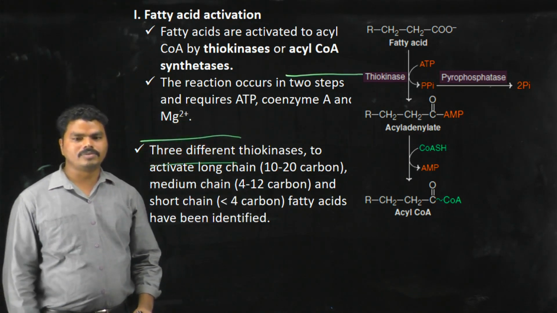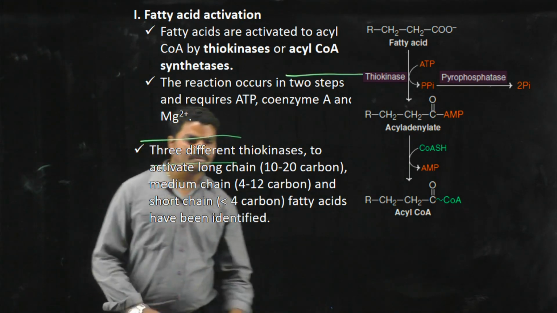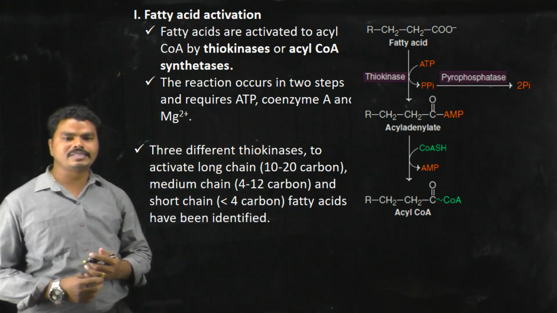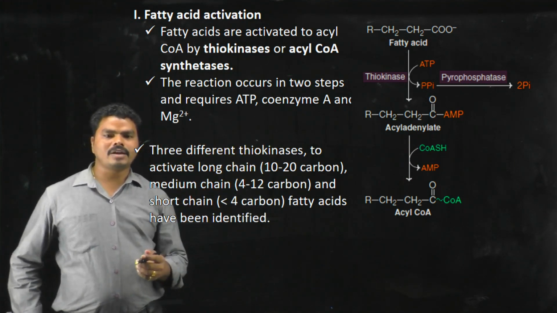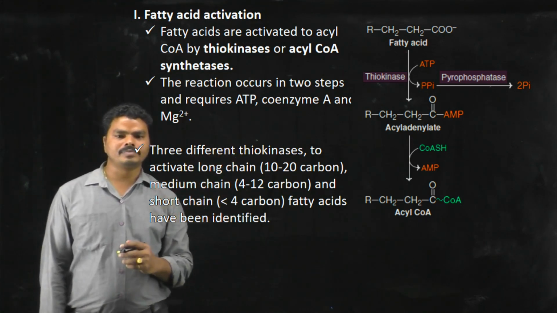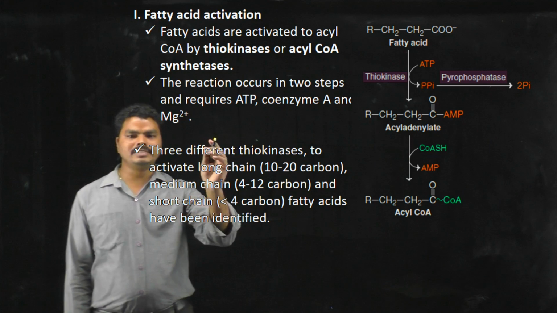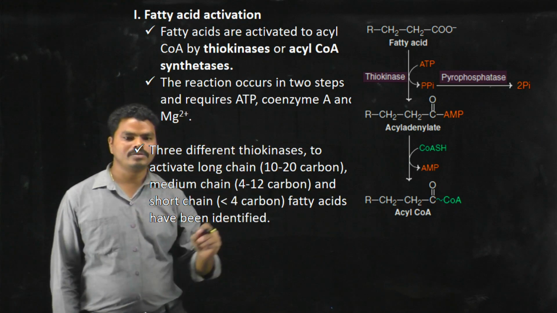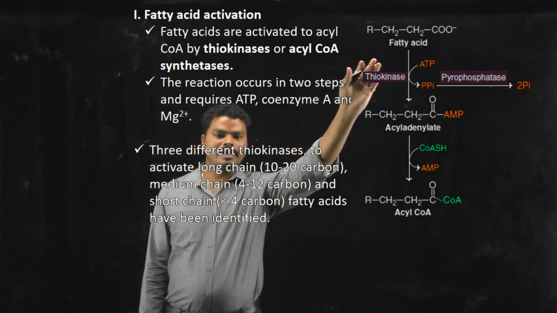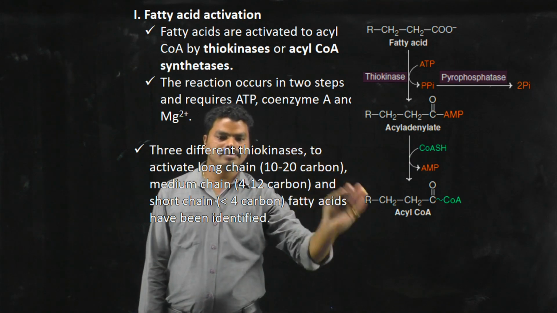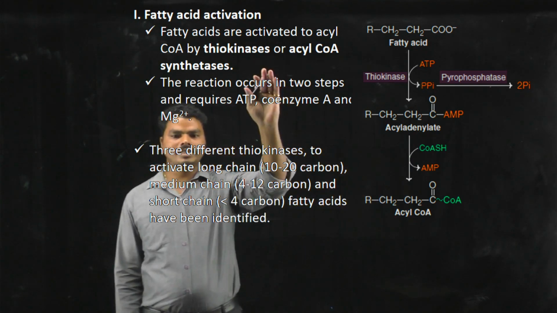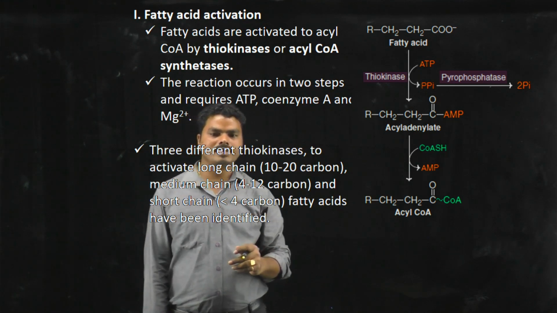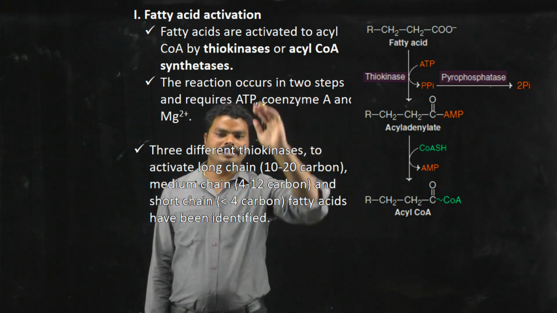First we will discuss fatty acid activation. The fatty acids are activated to acyl-CoA by the enzymes thiokinases or acyl-CoA synthetases. So for the conversion of fatty acid to acyl-CoA, some enzymes are required, called thiokinases or acyl-CoA synthetases.